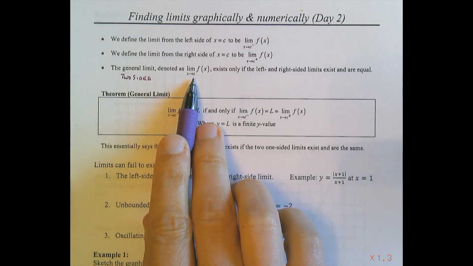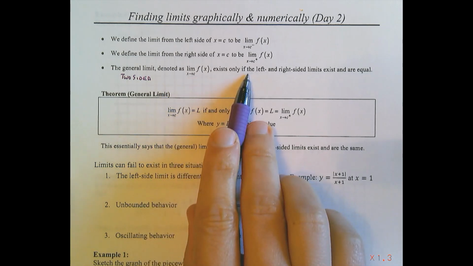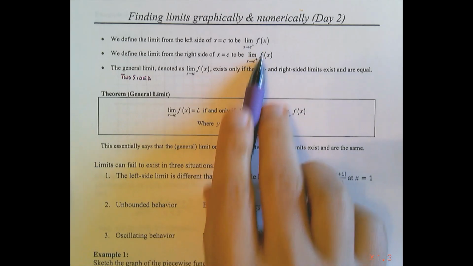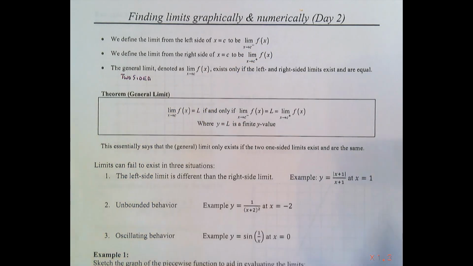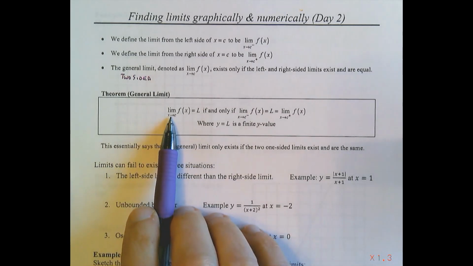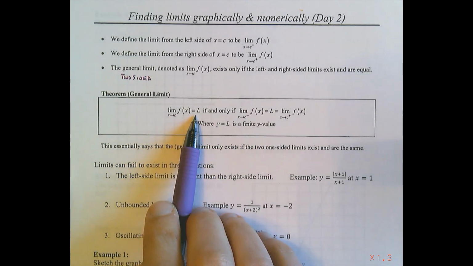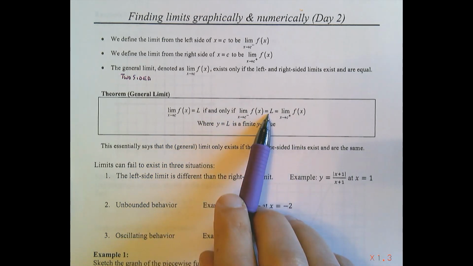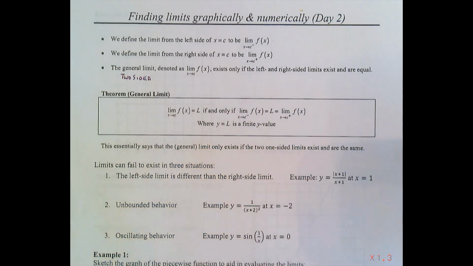carries no sign next to the c, and it exists only if the left and right side limits agree. So if these two numbers wind up equating to one another, then we get the two-sided limit. This is stating that in words, the limit equals the number if and only if the left limit equals that number and the right limit equals that number, where L is a finite y value.